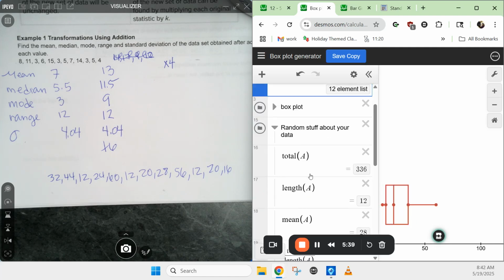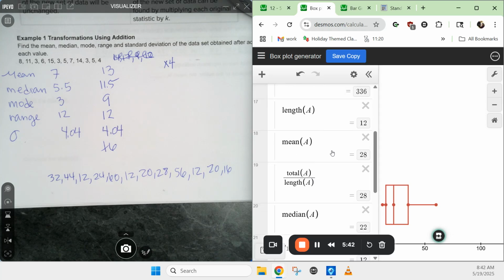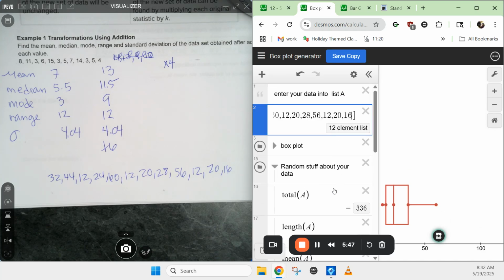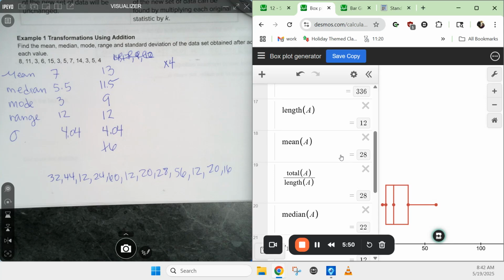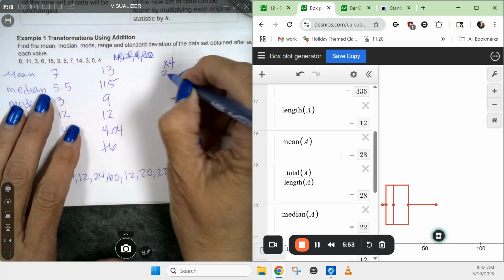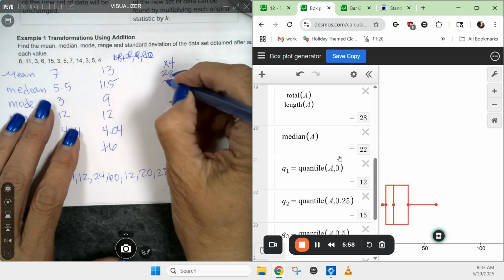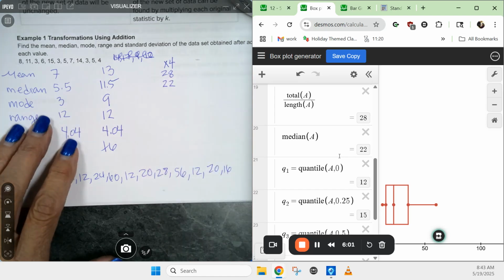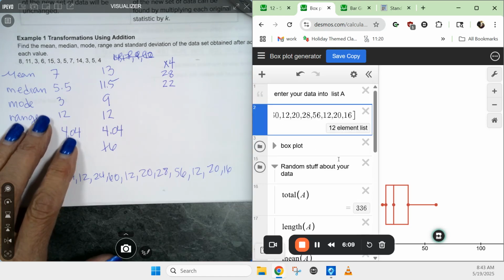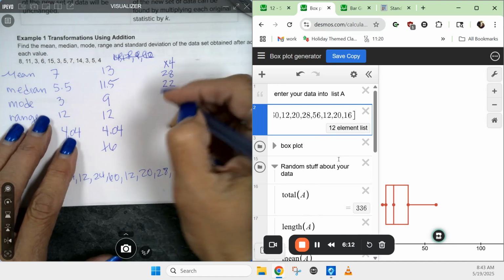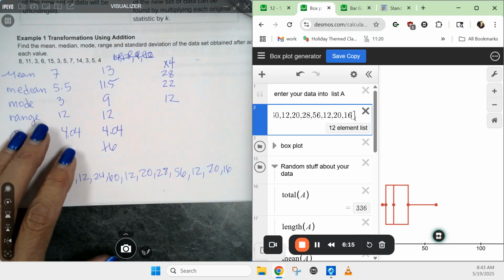Okay, so now let's look at this. Ooh. Look at that. My mean is 28. My median is 22. My mode, what number is repeated? Is 12. Now, I have to take these numbers and put it into the standard deviation.